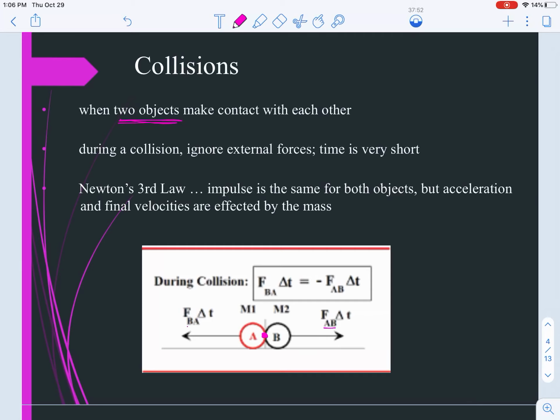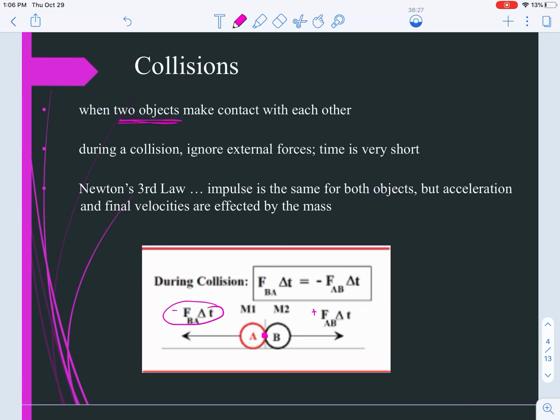Object A is going to exert a force onto object B, and at the same time, object B is going to exert a force onto object A. Because of Newton's third law, we know that these two forces are equal in magnitude but opposite in direction, meaning one is going to have a positive value and the other is going to have a negative value. They are both experiencing the forces for the same amount of time because it's a contact force, so they're touching for the same amount of time, therefore their time is equal on both sides.